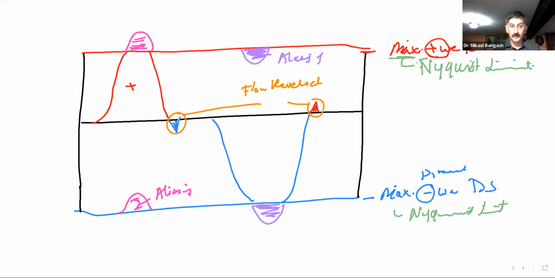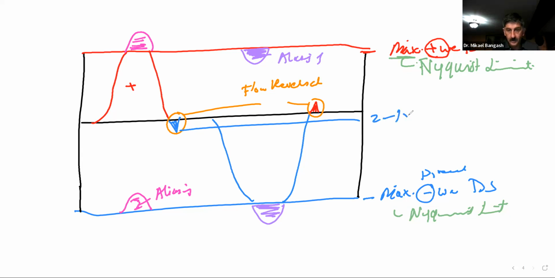What you mainly see is that in positive Doppler shifts, you have a slight negative low velocity, a low negative velocity. Why is it a low negative velocity? Because it is closer to the baseline. Let's say it is 2 centimeters per second. Likewise, this will also be a low positive Doppler shift, along with the negative Doppler shift, which is also 2 centimeters per second.